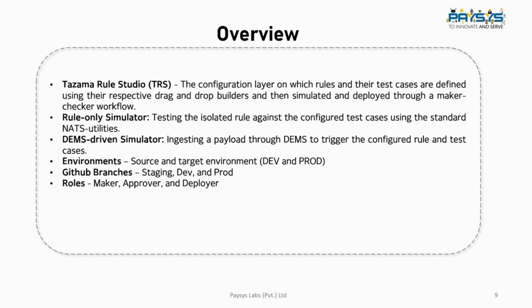And then second is the DEMS-driven simulator, where a payload is ingested through DEMS to trigger the configured rule in a more realistic end-to-end manner. From an environment perspective, TRS supports clear separation between source and target environments, typically staging or dev, and production environment, which would ensure controlled deployments. Version control is also managed through structured GitHub branches, including staging, development, and production. And finally, the entire workflow is governed by defined roles, which are maker, approver, and deployer.